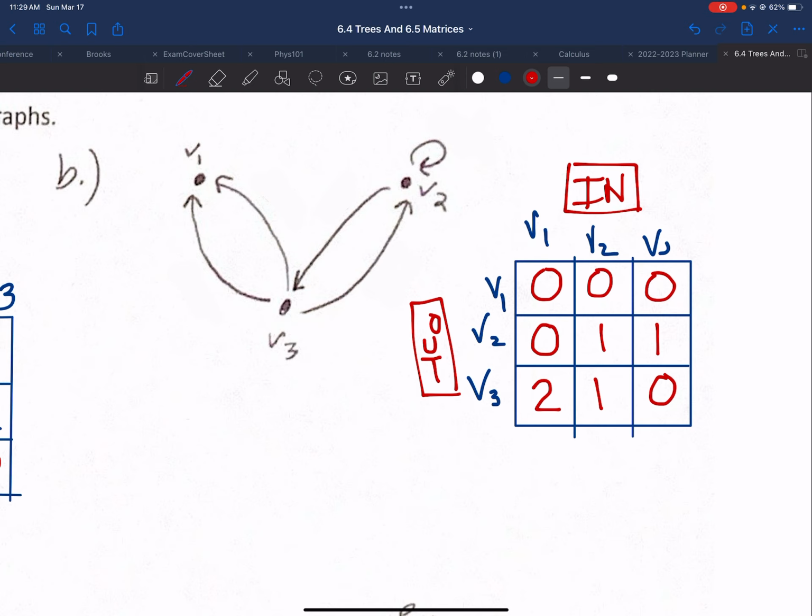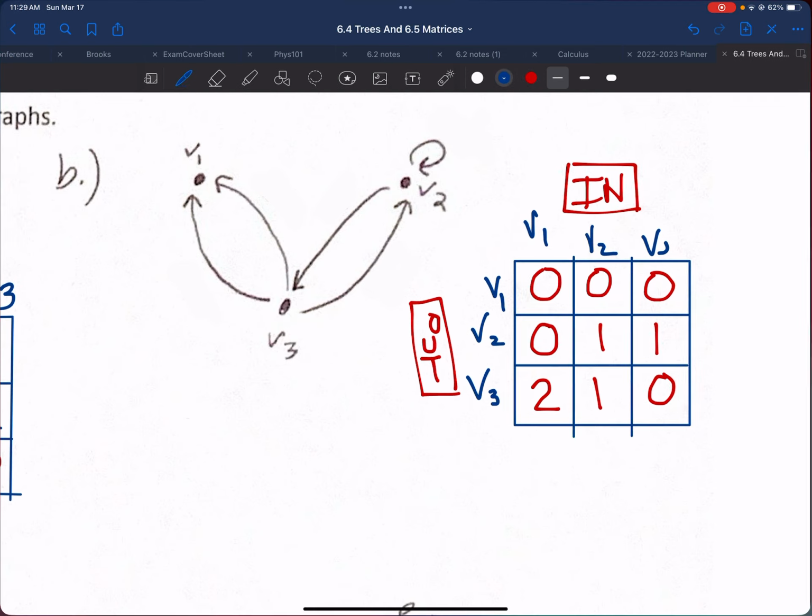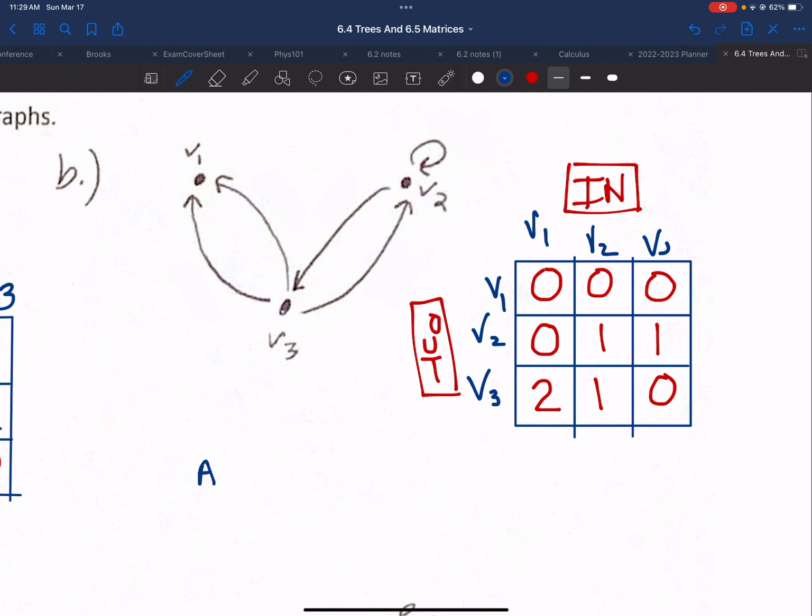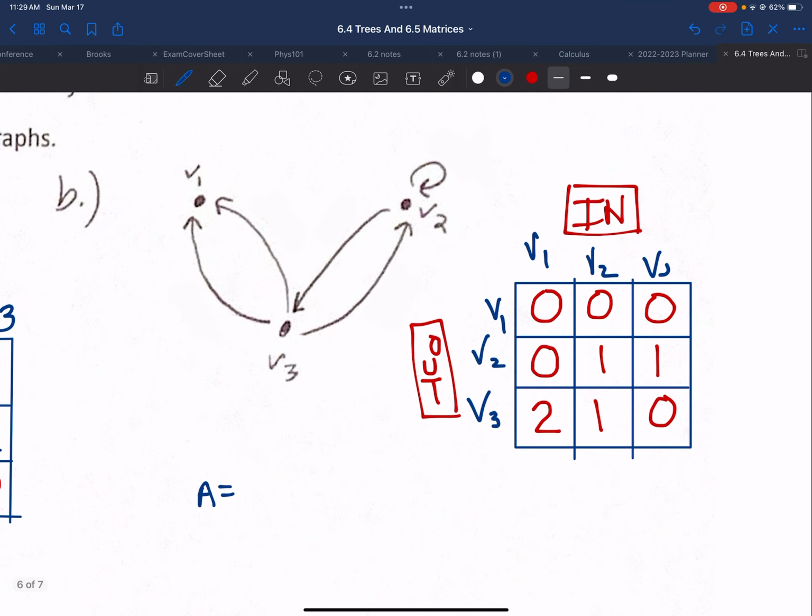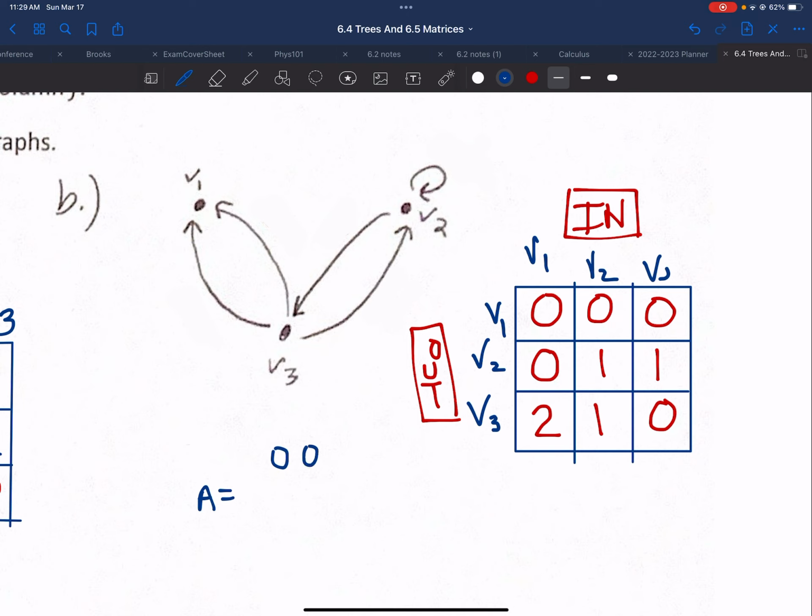And that would be the start of my matrix. So I would write A equals and copy those numbers 0, 0, 0, 0, 1, 1. And 2, 1, 0.